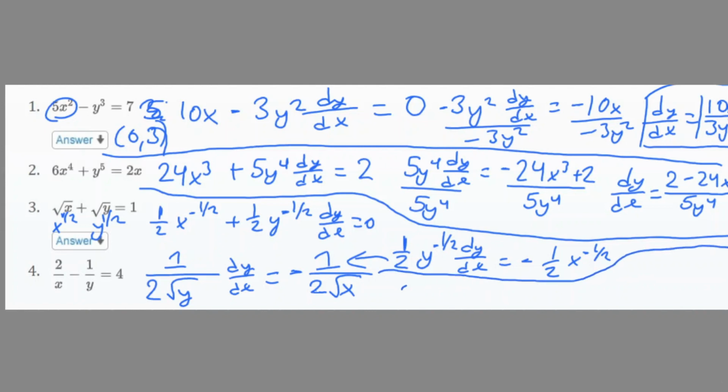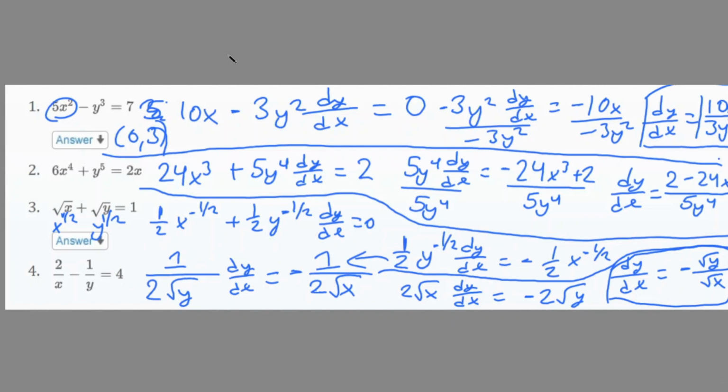If we do that, we will get 2 radical x dy/dx is equal to negative 2 radical y. And now we just divide by 2 radical x on both sides. So our final answer will be dy/dx is equal to negative 2 radical y over 2 radical x. The 2, of course, cancels out, so we would have negative radical y over radical x. And that would be your final answer for dy/dx.